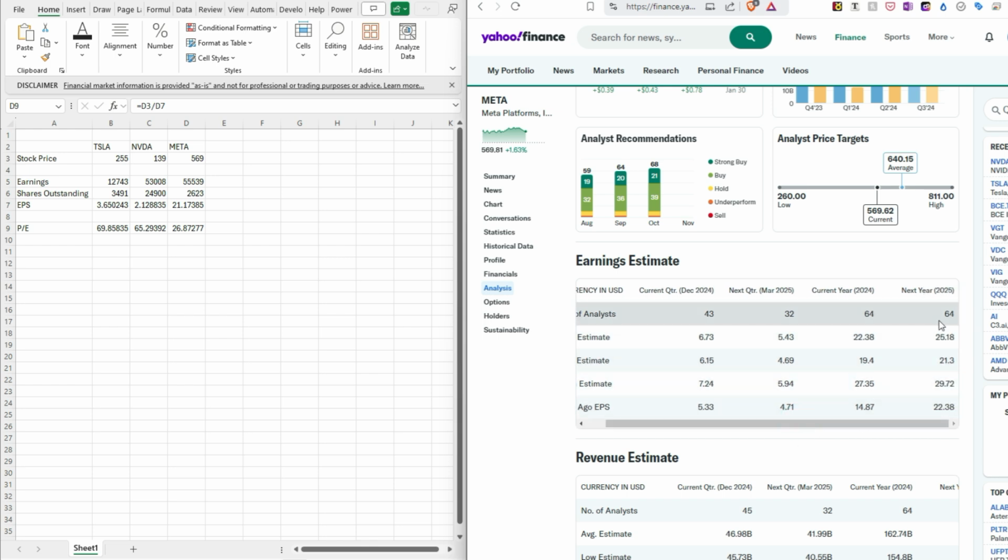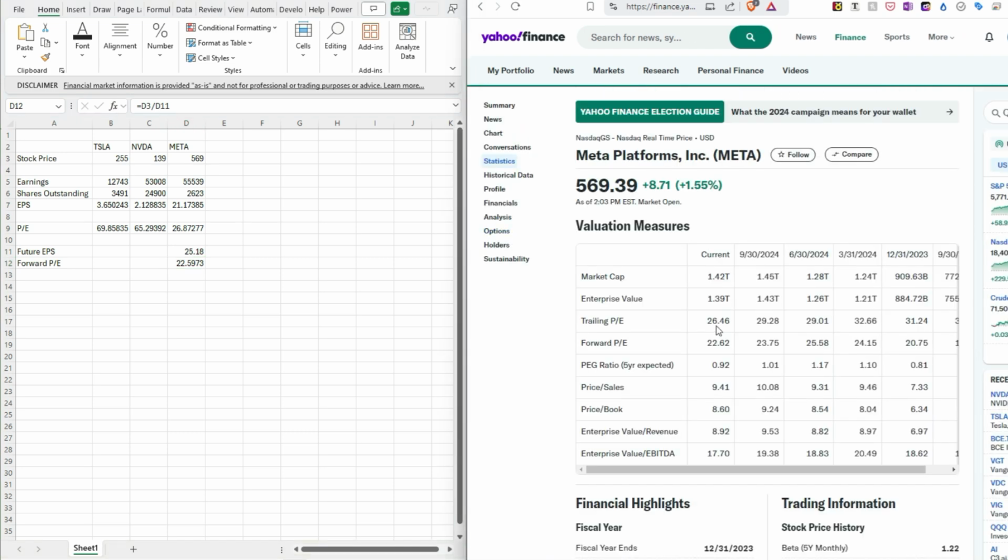So the average tells us for next year, Meta Platforms EPS is projected to be 25.18. So let's say future EPS is going to be 25.18. So that means our forward price to earnings multiple is going to be based on the stock price divided by that projection. So we can say Meta Platforms is trading at a forward PE of 22.6. So let's check that as well. And indeed, forward PE of 22.6. So that's where that forward earnings multiple is coming from. It's looking at analyst projections.